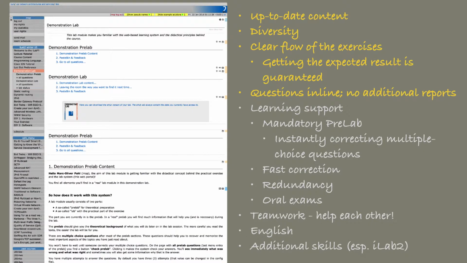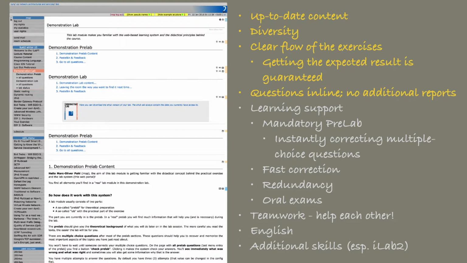Okay, so some more special things. Up-to-date content, we have diversity in the content and also in the teams. Typically the iLabs are courses that have lots of international students, which is totally great, because when you work with people who come from another region, they sometimes tend to work a little bit differently from yourself, and this is always enriching.